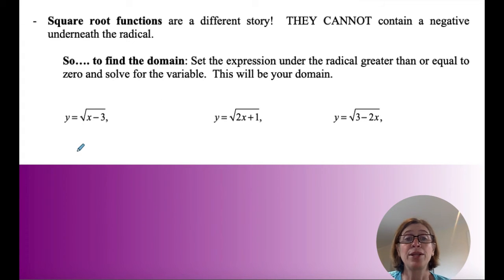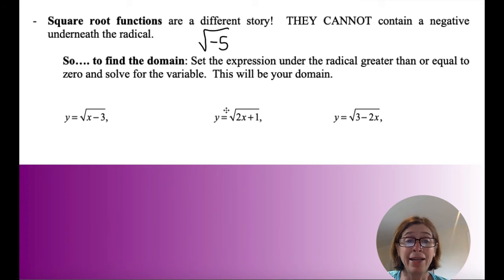Now let's look at some other ones. Square root functions are a totally different story. They cannot contain a negative underneath the radical. You have learned that if you get a negative under a radical, you know that you're getting some type of imaginary number. Your teachers probably told you you just couldn't do it. Well, you can do it. It's just not a real number.